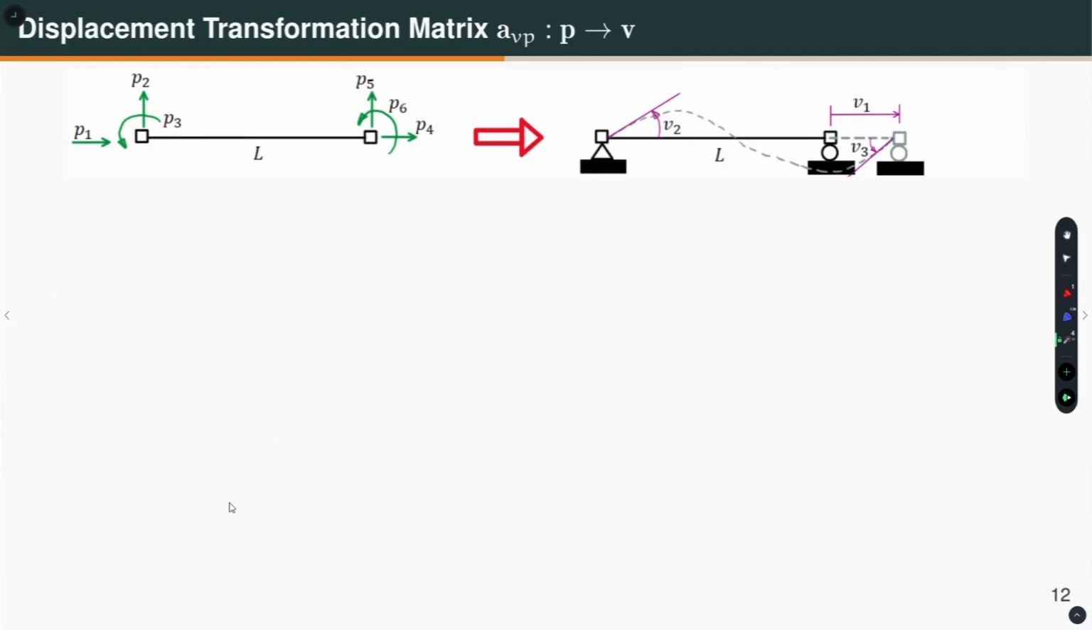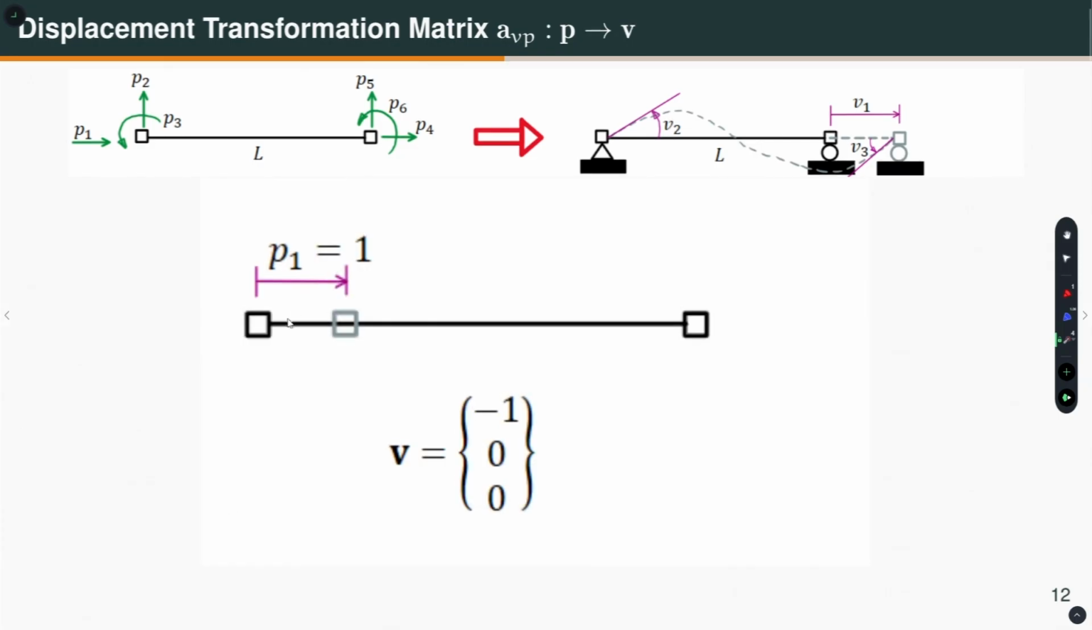So, here is the case when I am applying P1 is equal to 1. This I am just showing you to recall that these are my local DOFs and these are my deformations. Okay. So, if I apply P1 is equal to 1, what are my deformations? What is V1, what is V2, what is V3? Well, there is no V2 and V3 because there is no bending, there is no rotation, right. I have just applied P1 is equal to 1. Remember, this node is not going anywhere because all other displacements, all other P's, are 0.